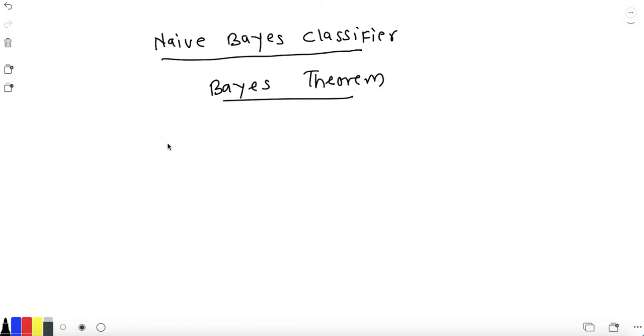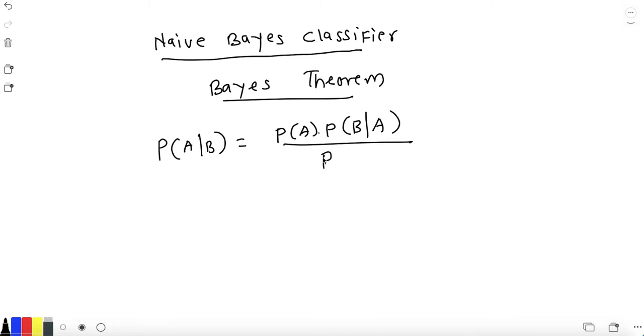So what is Bayes theorem? Bayes theorem can be stated like this: probability of A given B is equal to probability of A into probability of B given A divided by probability of B. So that is Bayes theorem. We have proved this Bayes theorem in one of the earlier videos.